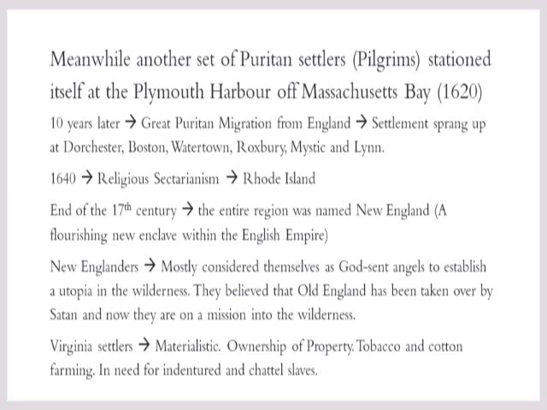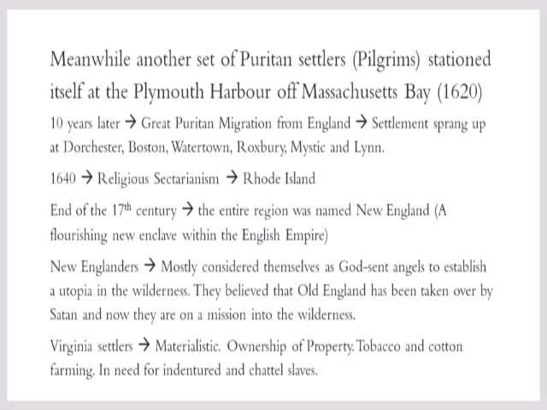Now, here I would like to point out the difference between the New Englanders and the Virginia settlers. New Englanders were basically pilgrims. They believed that they were God-sent angels and that God had sent them to establish a utopia in the wilderness. They believed that old England had been taken over by Satan and now they were on a mission into the wilderness. While Virginia settlers were materialistic in their nature.